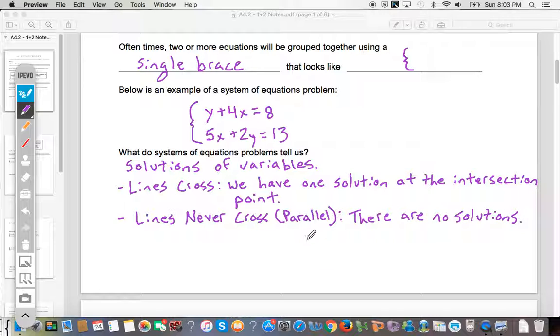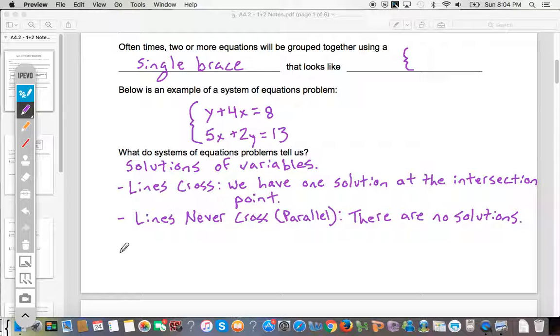So if our lines never cross, let's go back and look at the system up here. That means there's not one point we can plug in for x and one point we can plug in to y to make both of these equations true. Okay? So if we were to plug in a 1 for x and a 2 for y, okay, maybe that satisfies this bottom equation right here, but it will not satisfy this top equation.